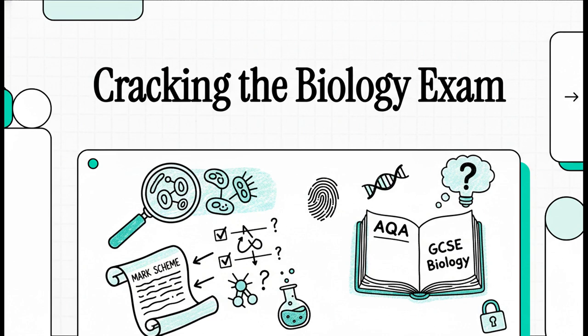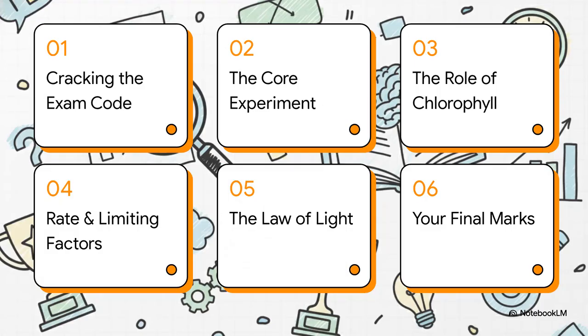Ready? Let's dive in. So here's the plan. We'll start with how we're going to crack this exam code. Then we'll break down the question piece by piece, looking at the core photosynthesis experiment, the super important role of chlorophyll, and how to deal with data on rates and limiting factors. We'll even take a quick look at some physics with the law of light, and finally, we'll see how it all adds up to your final marks.